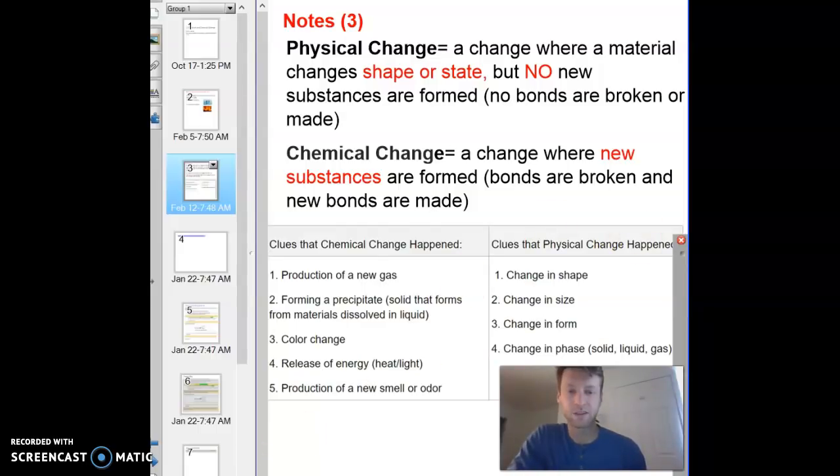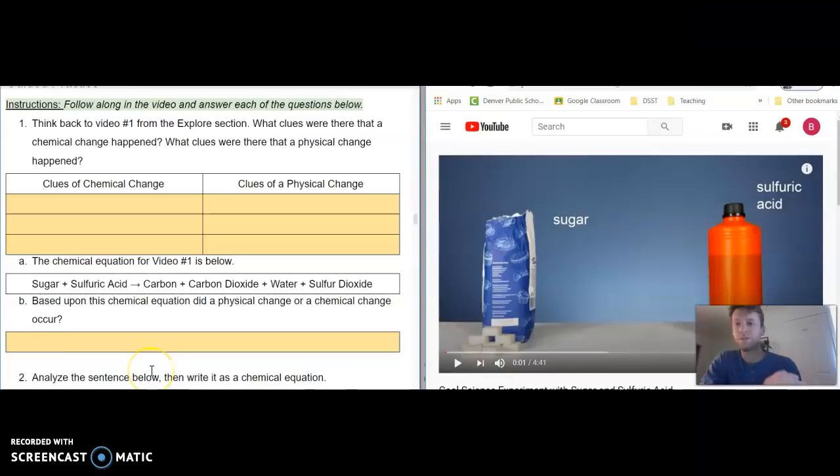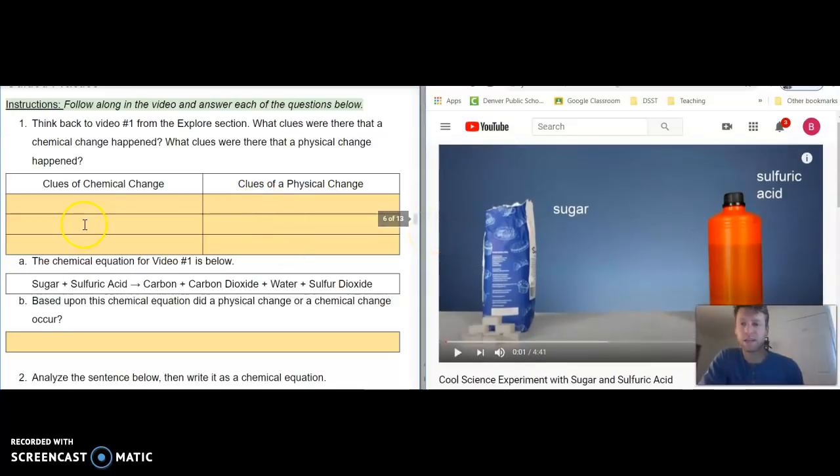Let's go ahead and apply this to some guided practice. In video number 1 you watched for the Explore section, we had sugar and sulfuric acid. Okay? And when they were mixed, all of a sudden, something new was created. Let's go ahead and watch, and we're going to try to write down clues that a chemical change happened. So what can we observe that makes us think it might be a chemical change? And clues that it might be a physical change. We're going to keep track of those.